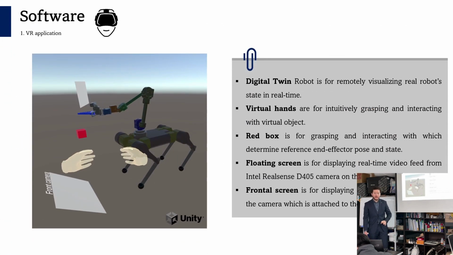Now, I will present in more detail the graphical user interface application which I built by using Unity. This application is minimalistic and has only the most crucial components for intuitively visualizing and commanding the robot. It has the digital twin in the center, and the virtual hands for intuitively grasping and interacting in virtual space. The red box, which is interactable, is for sending the commands to the real robot. Virtual display screens are for watching the outside environment through the cameras attached to the remote robot.